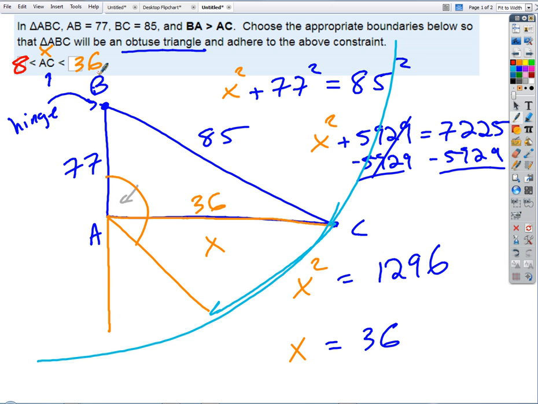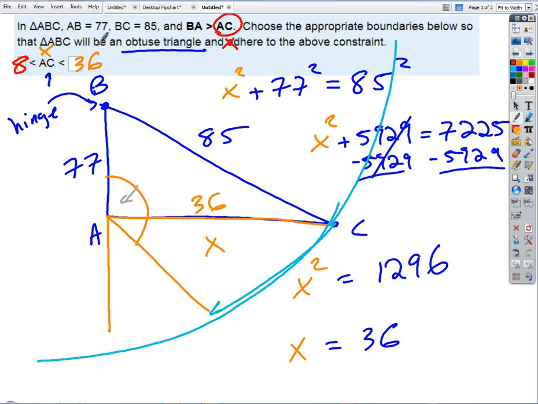Okay, what if we wanted to make it acute? What would it be? Well, that would have been the opposite effect, right? If we were making it acute, we would have stretched it, so it would have had to have been bigger than 36. But if we're told that x is less than AB, which is 77, then we would have been greater than 36 and less than 77, right?